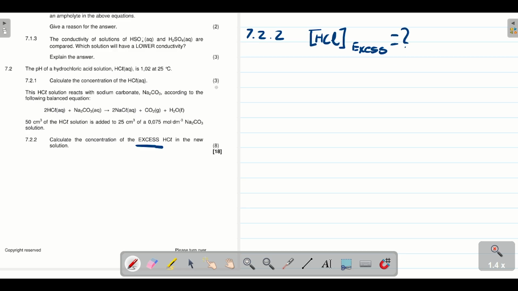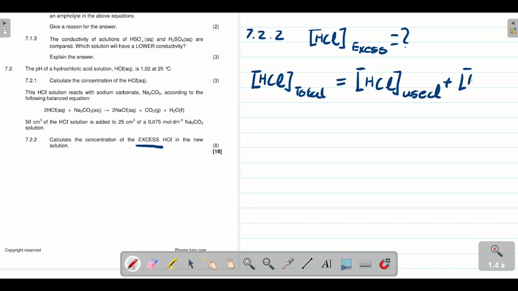How do we get it? Well, we need to know the total hydrochloric acid, and it will be a sum of the used hydrochloric acid plus the excess. I'll just put an E for excess hydrochloric acid.